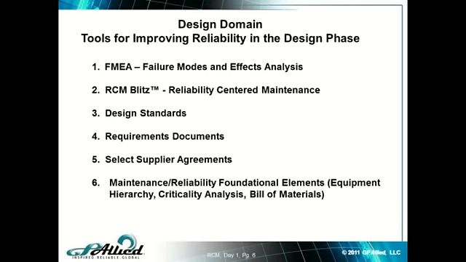At this point in time, we should also be doing maintenance and reliability foundational elements. This is developing your equipment hierarchy, criticality analysis, and bill of materials, so that, again, before this stuff even hits the floor, we have the ability to say, all right, here's what we're going to order work orders against. Here's how we're going to track history. Here's the parts that we're going to have on hand. Here's the components that are critical to this piece of equipment.